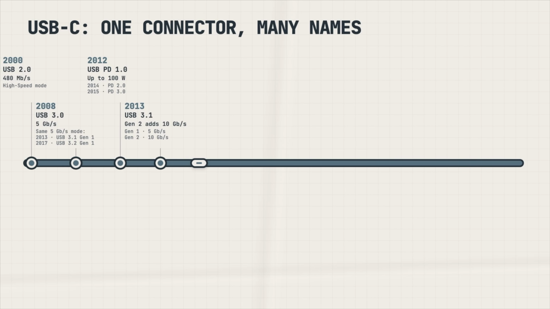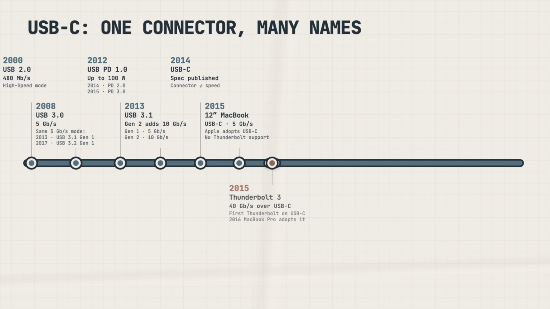The USB-C connector specification itself was published in 2014, and it defined the small reversible 24-pin connector, along with systems for detecting cable orientation and negotiating power roles. Apple's infamous 12-inch MacBook adopted USB-C only in 2015, supporting 5 gigabit USB only, not Thunderbolt. Thunderbolt 3 arrived later that year. It was the first Thunderbolt generation to use the USB-C connector, supporting up to 40 gigabits per second. Apple brought Thunderbolt 3 to the MacBook Pro in 2016, and then the USB 3.2 specification added a 20 gigabit mode and absorbed all previous USB 3.x specifications beneath one umbrella name.